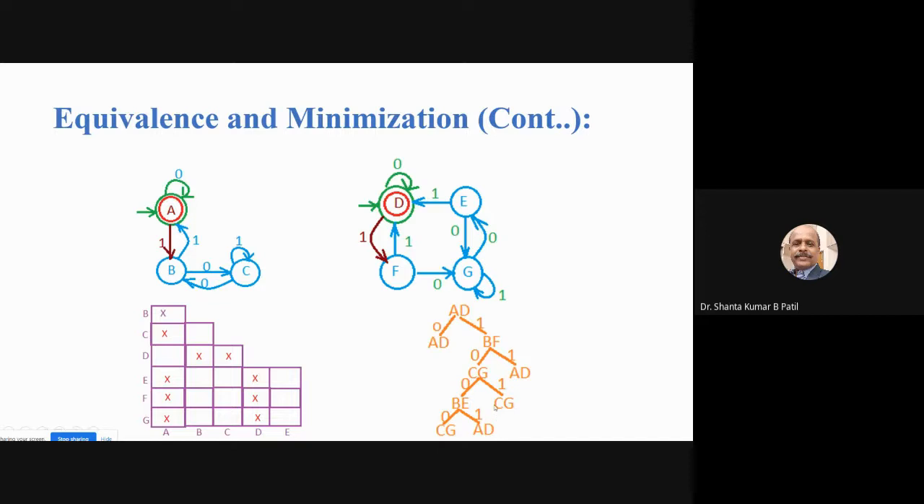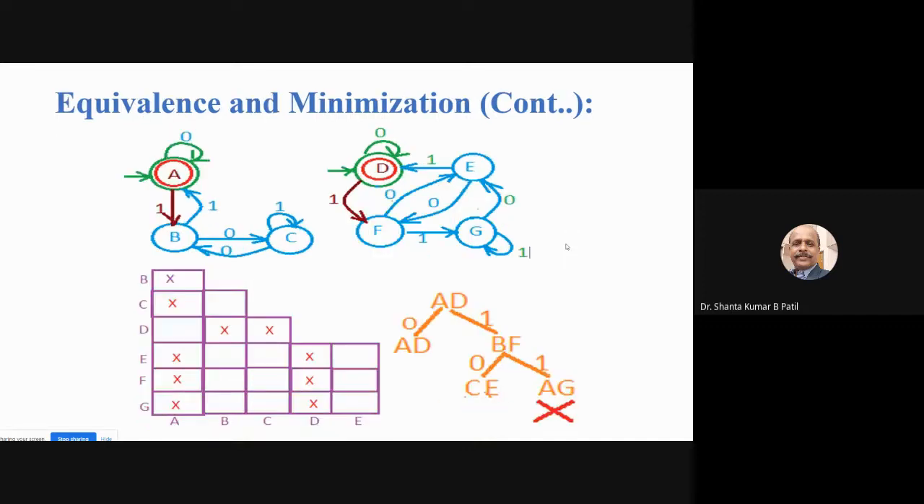Almost all the new leaf nodes are repeating. Stop the construction of the tree and decide the two finite automata are equal. This is how we find out the equivalency between the given two finite automata.